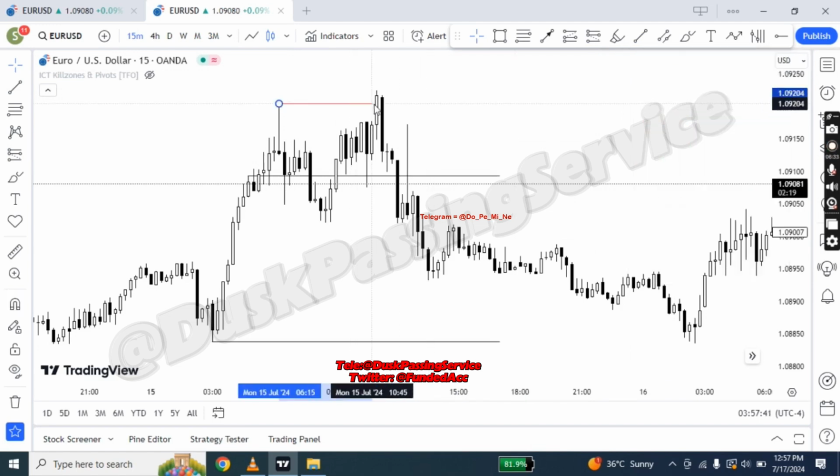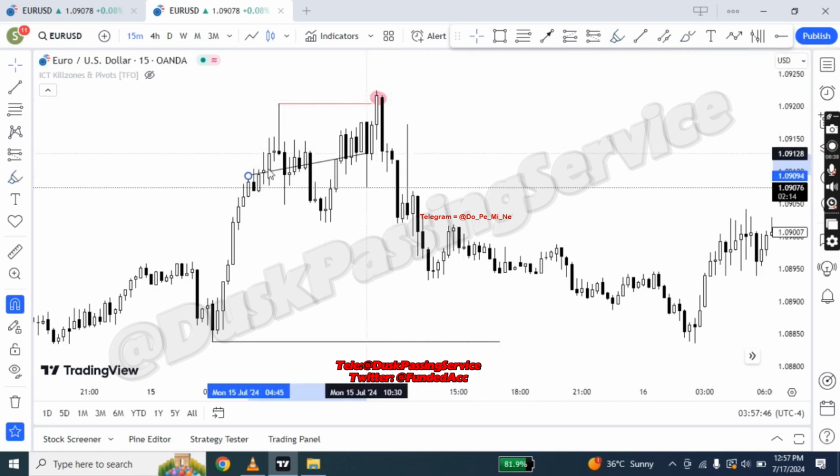But as I said before, the framework is still in place, and you could still look for a new trade and exploit the narrative that we had built on the higher time frame.